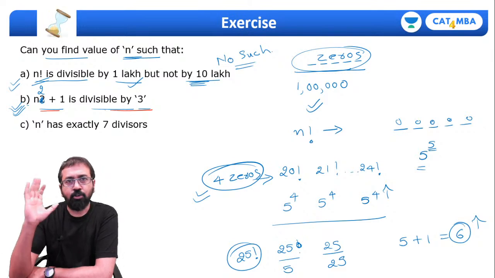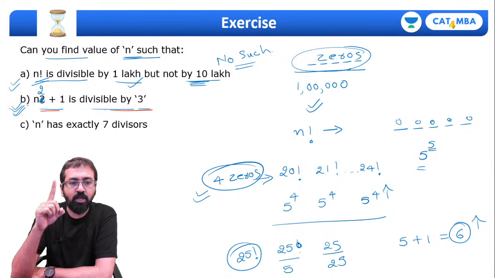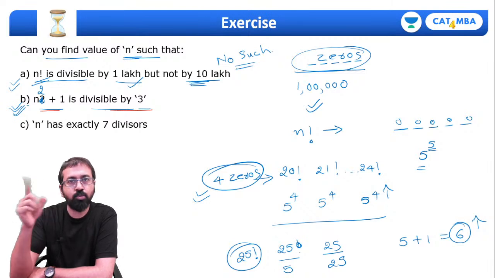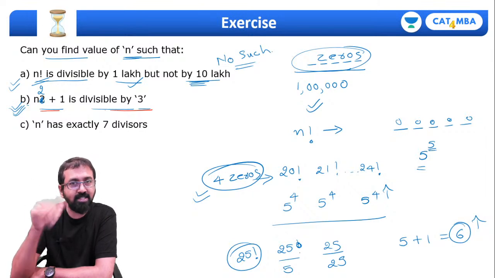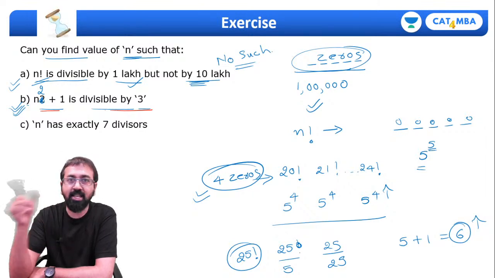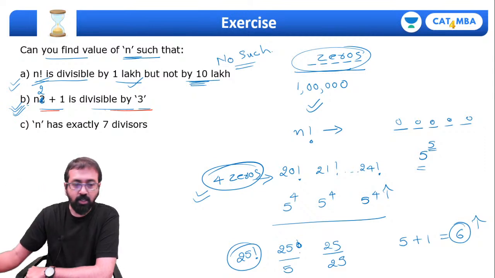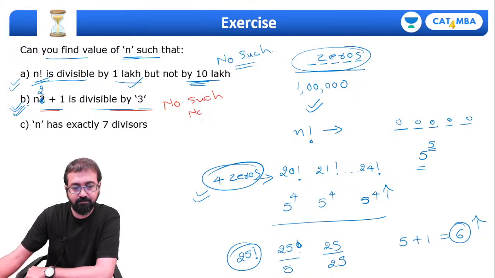Guys, take any value of n. In such questions you can just start by trial and error. If I take n as 1, n square is 1, plus 1 is 2, not divisible by 3. If I take n as 2, 2 square is 4, plus 1 is 5, not divisible by 3. If I take n as 3, 3 square is 9, plus 1 is 10, again not divisible by 3. In fact, you will not find any such number. So no such number exists.